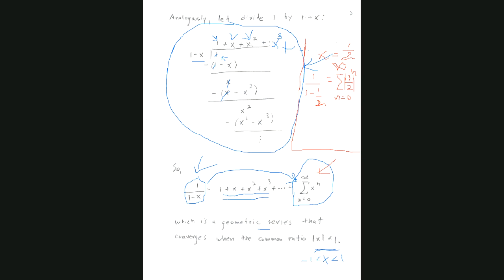The interval of convergence is x is between -1 and 1. Well, 1/2 falls in that range. What will this series equal? I mean, the terms of the series are going to be what? 1 plus 1/2 plus 1/4 plus 1/8 and so forth. What will that series equal?